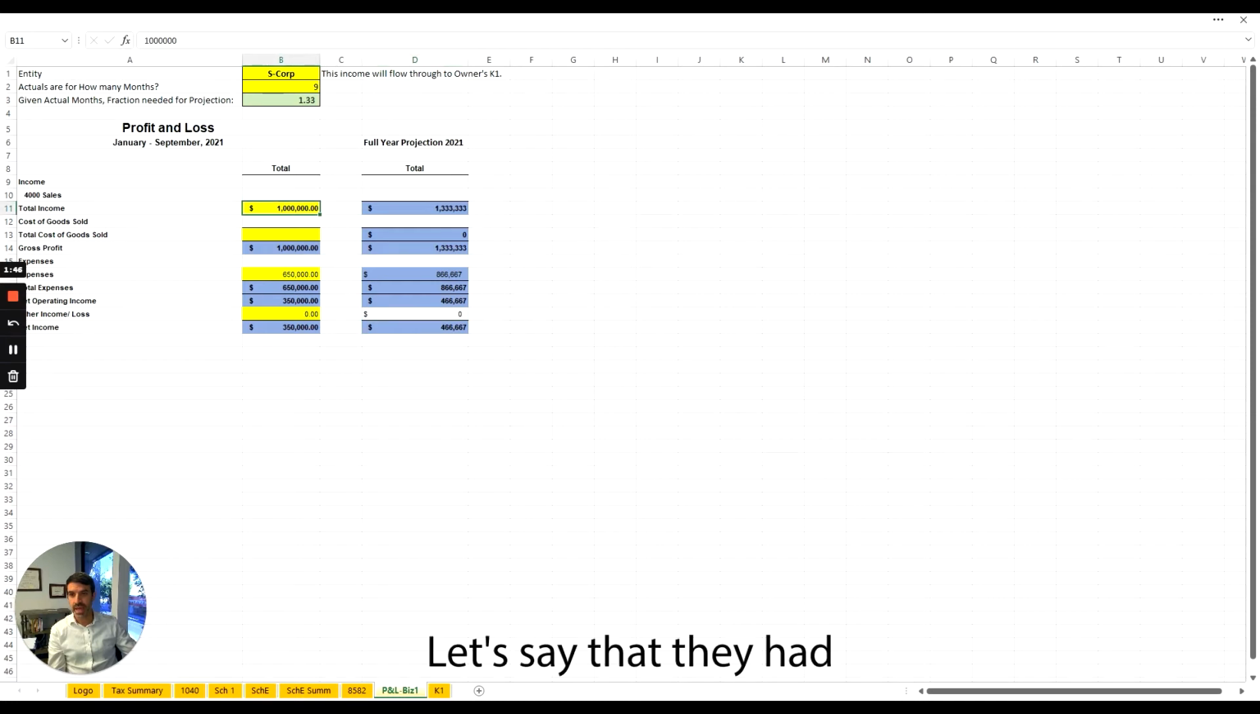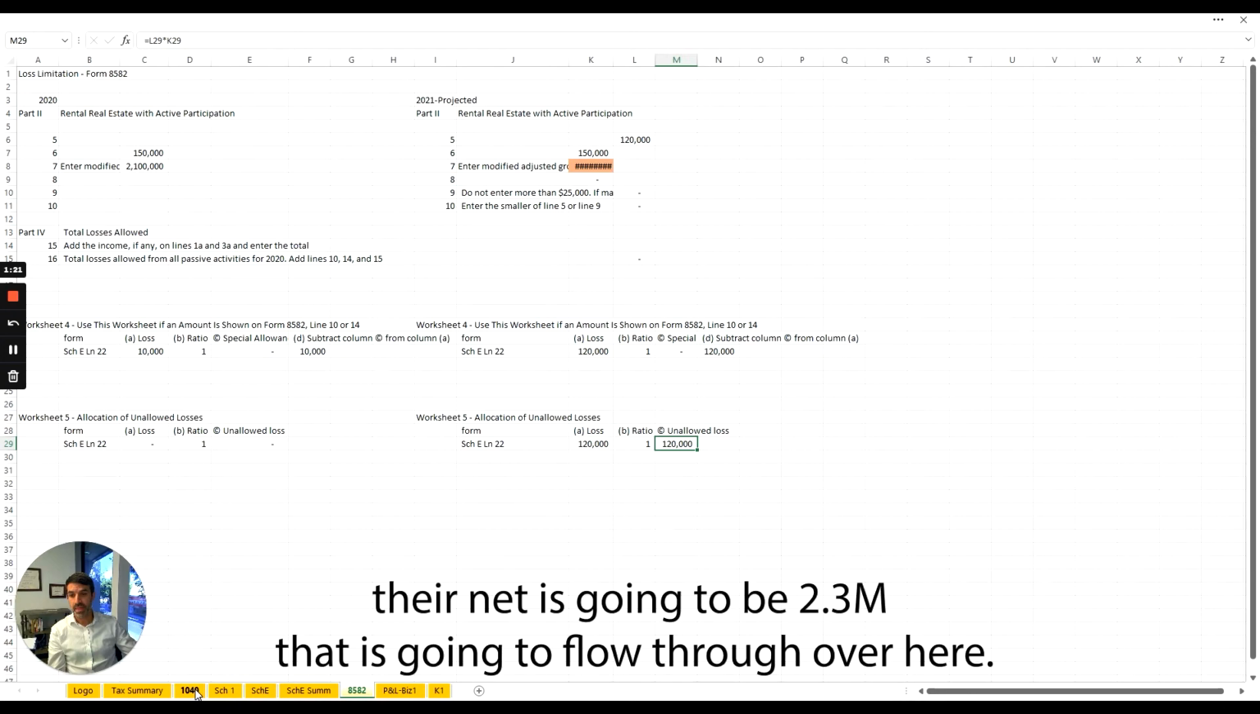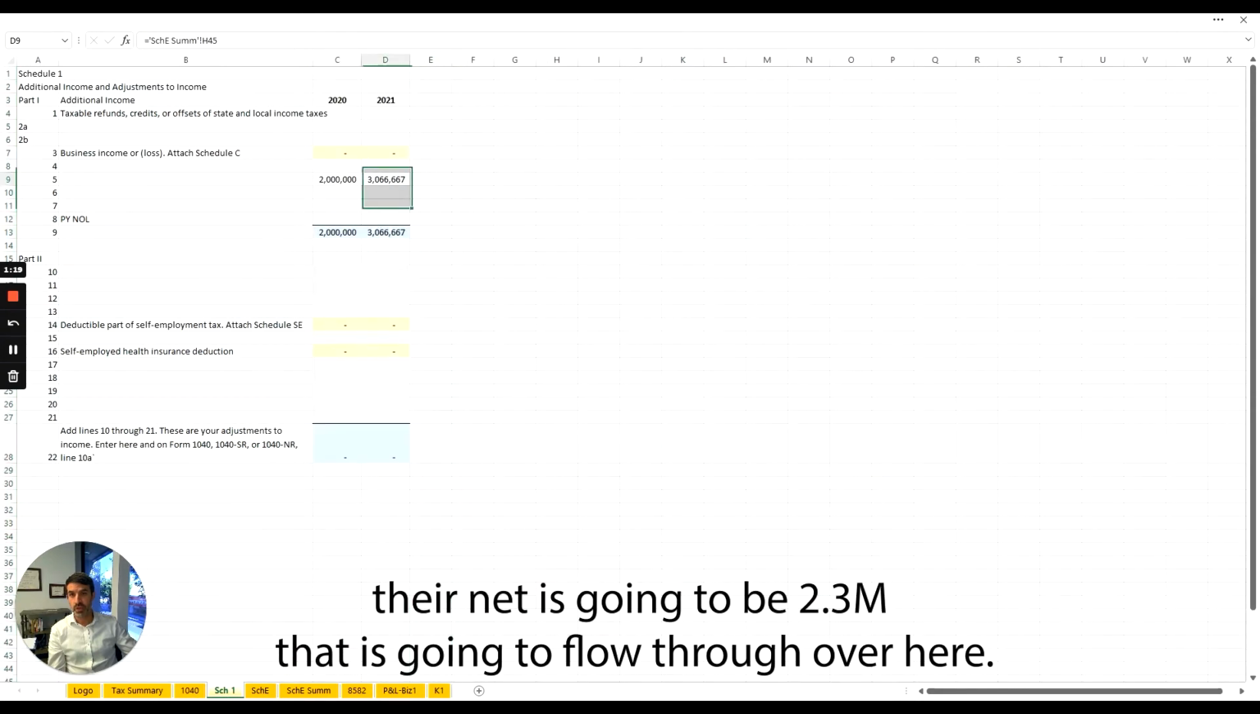Let's say that they currently have $3.5 million, and they're expected to have, let's say, $1,200,000. So then their expected business income that's going to flow through to their K1 is going to be 3.06 million. That is going to flow through over here.